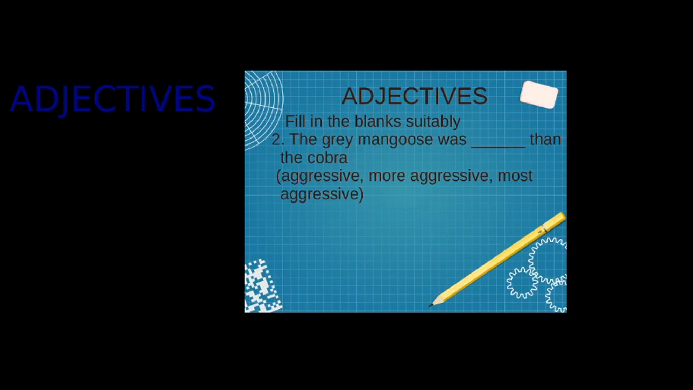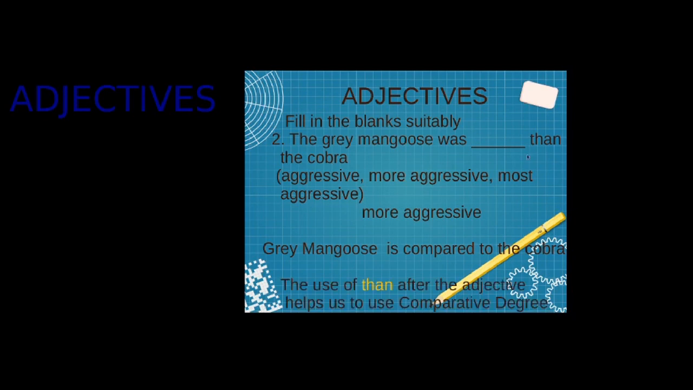The grey mongoose was dash than the cobra. Yes, what's your answer? What did you get as your answer? More aggressive. Why? Because the grey mongoose is compared to the cobra, and the use of than after the comparative helped us to use the comparative degree.